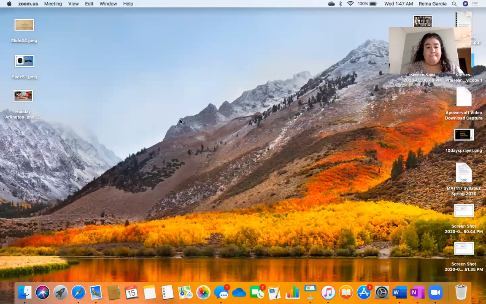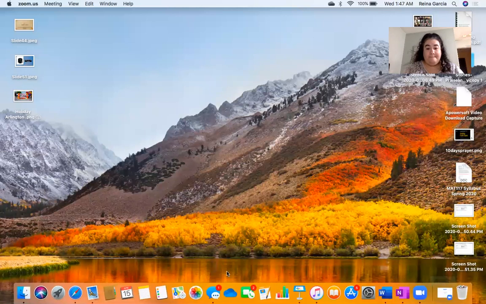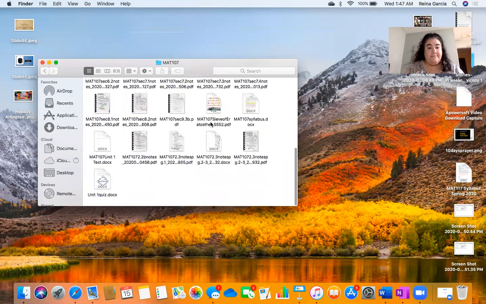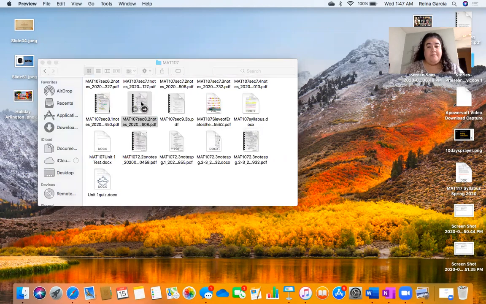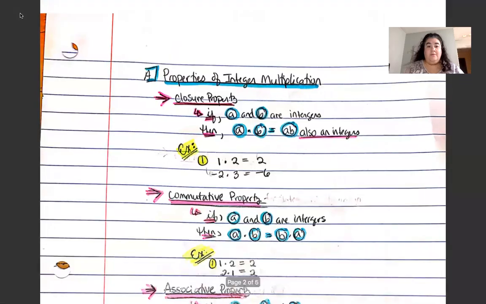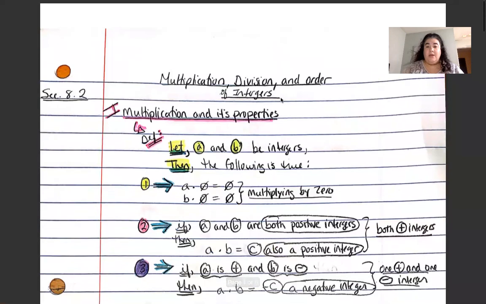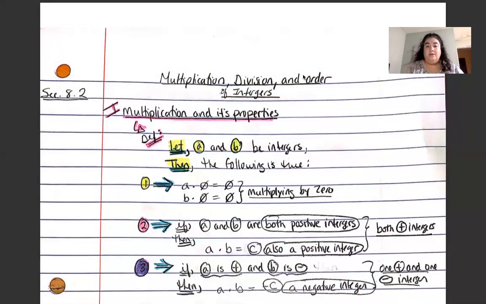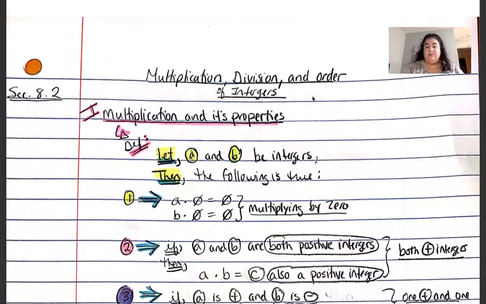So I'm going to start sharing my screen here with you. And here we go. And there we go. So that we can take a closer look at these notes. And I'm going to zoom this in for you a little bit. There we go. That's a little bit better.